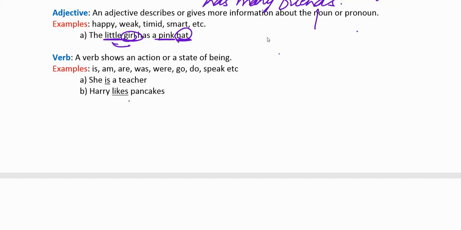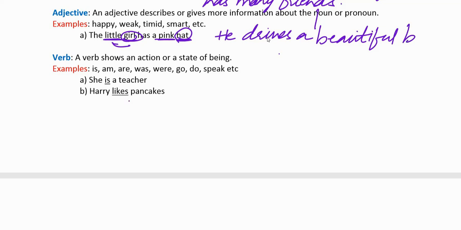If I write, he drives a beautiful blue car. I have terrible handwriting, so you have to bear with me. Okay. He drives a beautiful blue car.